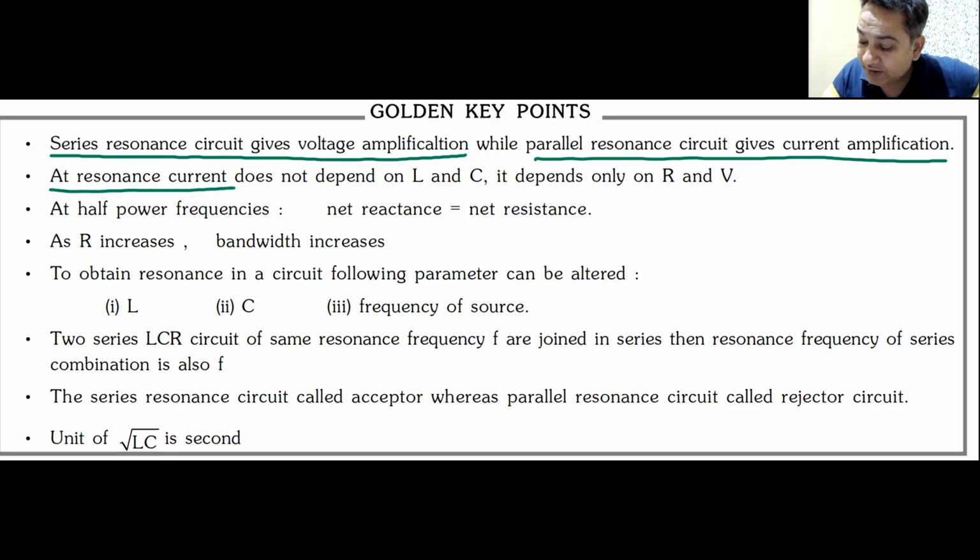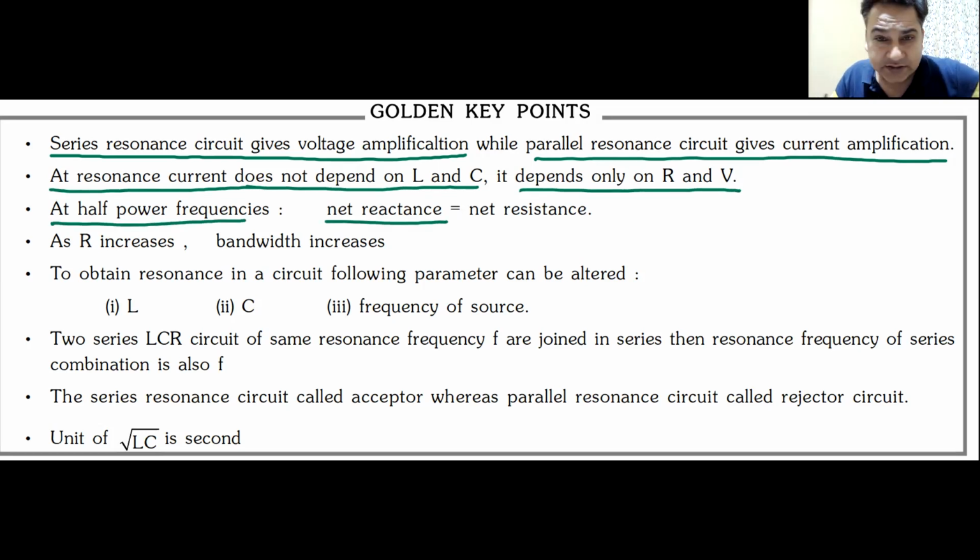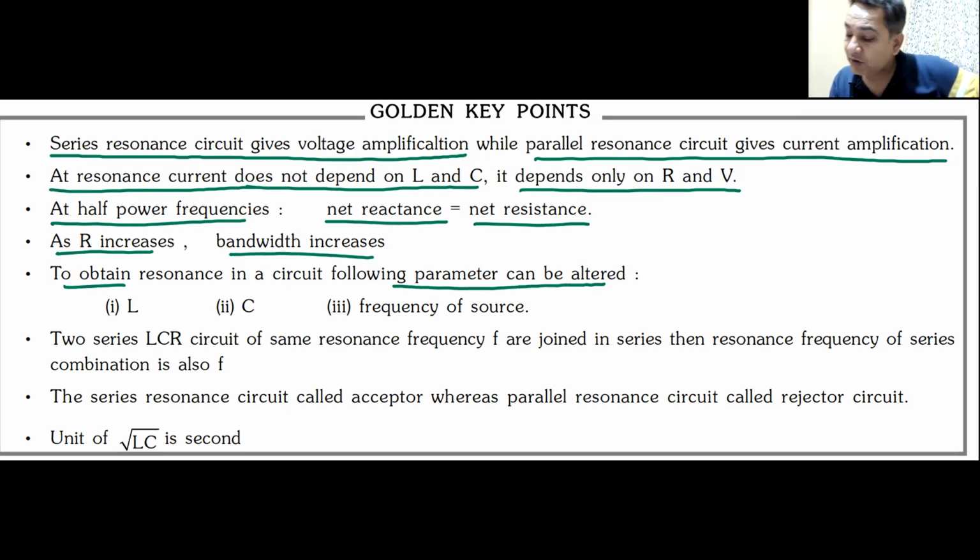At resonance current does not depend on L and C, it only depends on R and V. At half power frequency, net reactance, inductive reactance minus capacitive reactance, is equal to net resistance. Simple 4-mark question. As R increases, bandwidth increases. To obtain resonance, the following parameters can be altered. How can you alter the resonance? You can alter the value of L, you can alter the value of C, or you can alter the frequency. 4-mark question.